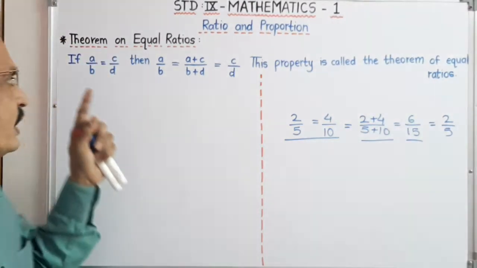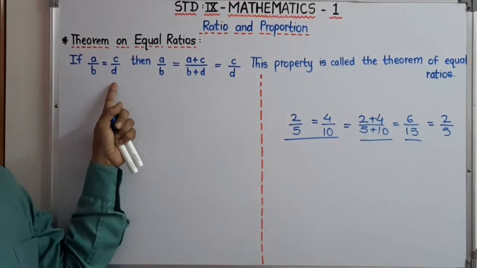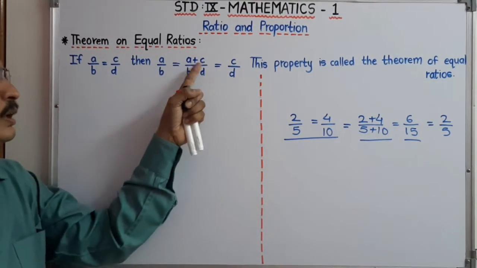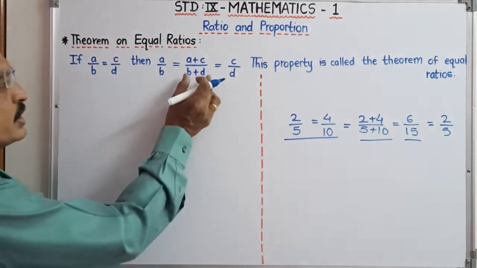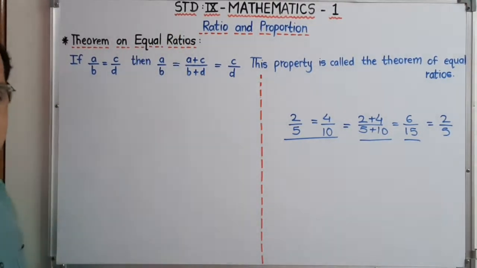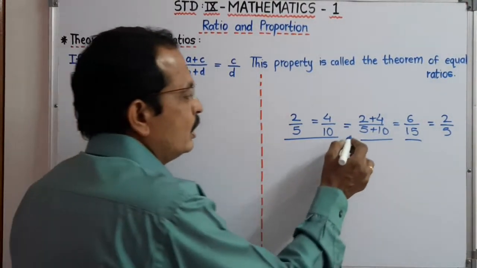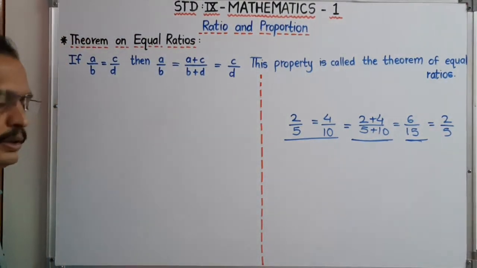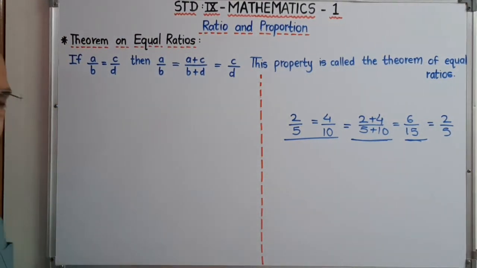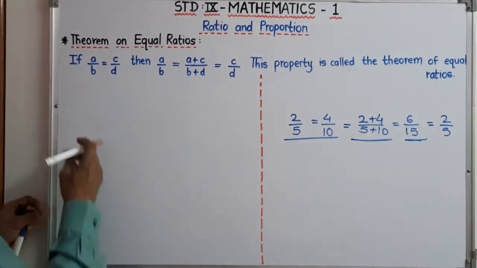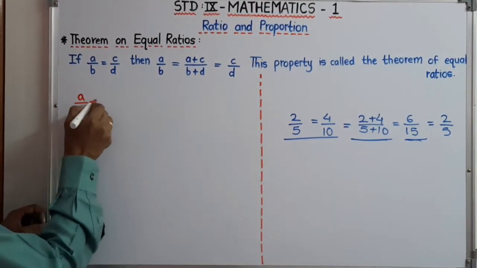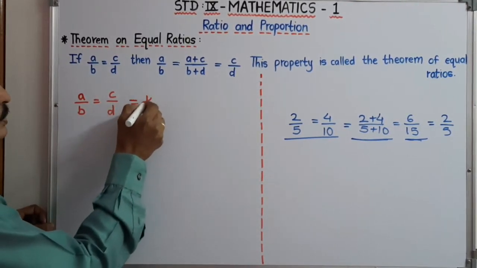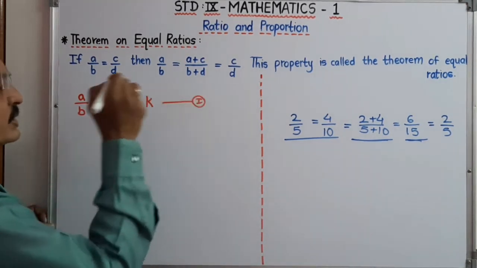See, dear student, if A upon B is equal to C upon D, these two ratios are equal, then the other ratio of addition, (A plus C) upon (B plus D), is equal to the original ratio. We understood this by this simple example. Now see how to prove it mathematically. To prove this, we write: A upon B is equal to C upon D, it is given. We assume that this is K. This is statement number first.